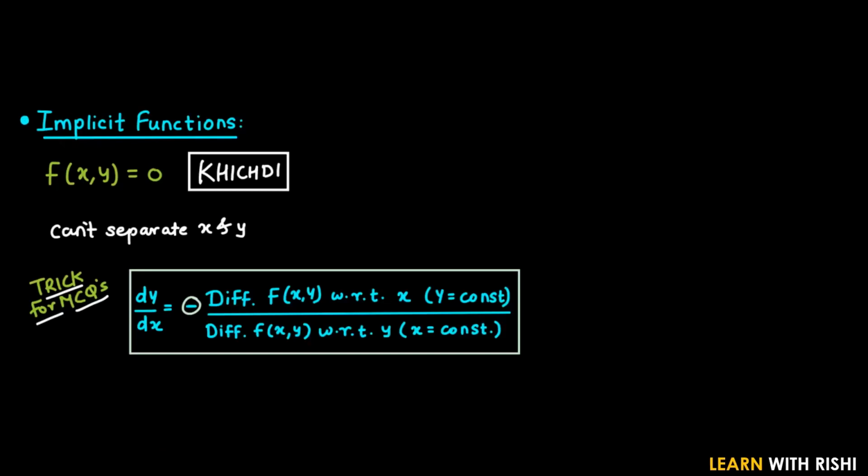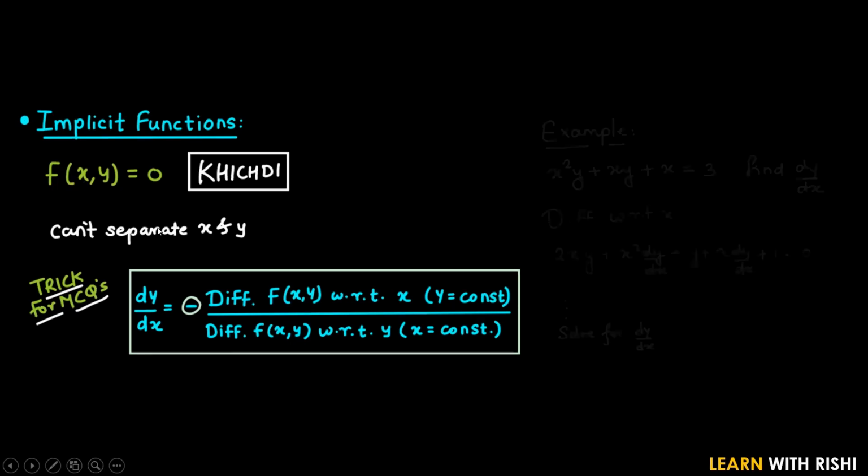Next is implicit functions. So what are implicit functions? So these are the functions which include n number of variables. So they include both dependent variable as well as independent variable. As you can see here, f of x comma y. So in this function, both variables x and y are included. So it is a combination of variables. So we can't separate here x and y.